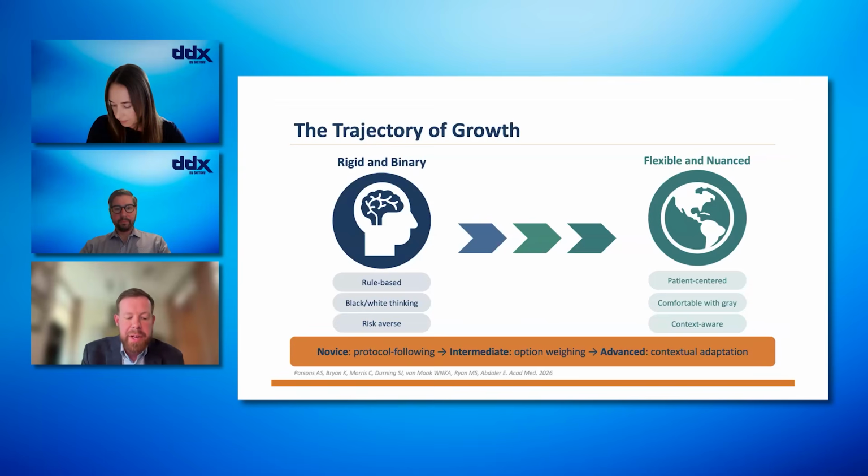But as they gain more experience managing real patients, we see this gradual shift. They move toward a more flexible and nuanced approach where they become more patient-centered in their reasoning, they become more comfortable with gray areas and are more context aware. So you can see here at the bottom, moving from this protocol following to option weighing to contextual adaptation form of management. This trajectory really matters because, as you may be thinking now, our curricula are not set up in this way. They don't reflect this. And yet we know that much of what trainees do on a day-to-day basis is management.